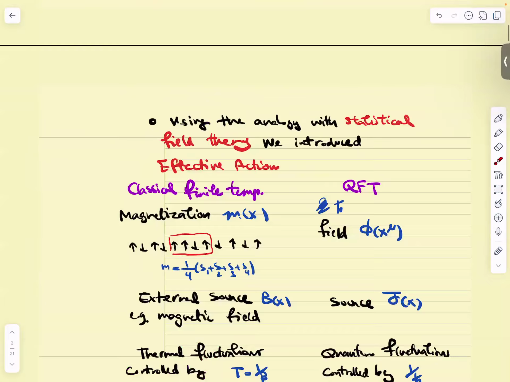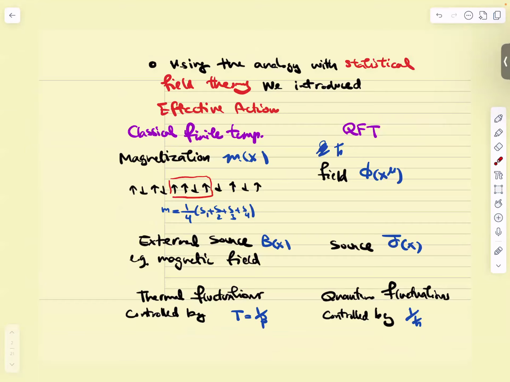So we discussed some of that, but then we completely switched gears and started talking about the connection between statistical field theory and quantum field theory. So here's the connection. In QFT, you have a field which is phi of x mu, right? In classical finite temperature physics, your corresponding field is the magnetization. I gave you this argument, right?